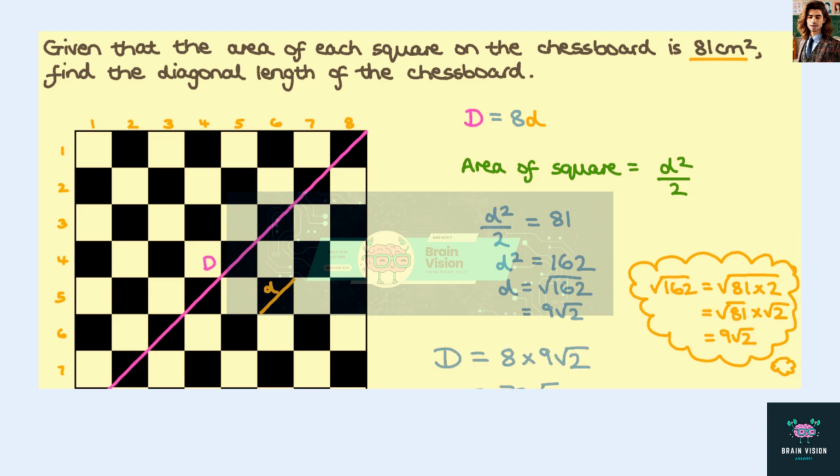D is equal to 8 multiplied by 9 root 2, which in exact form is 72 root 2, and the units for this are centimetres. So, by recalling that the area of a square is equal to half the square of the length of its diagonal, we found that the diagonal length of the chessboard in exact form is 72 root 2 centimetres.